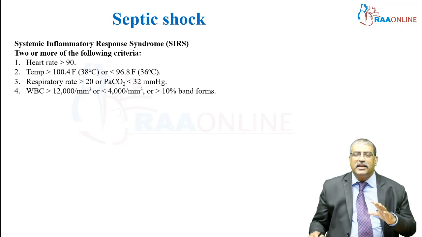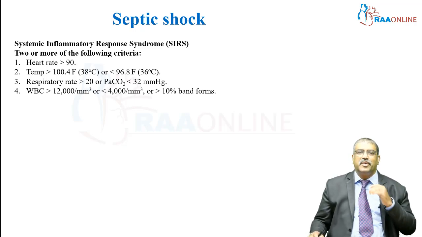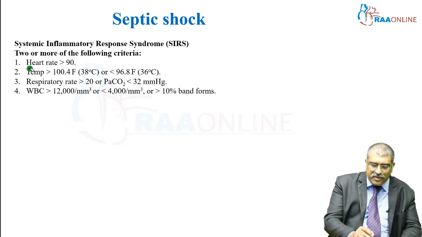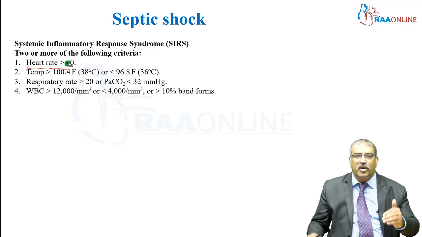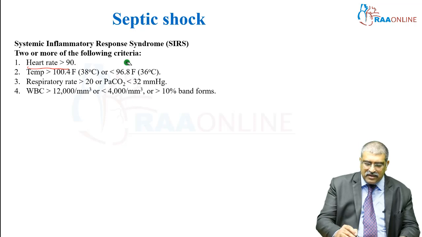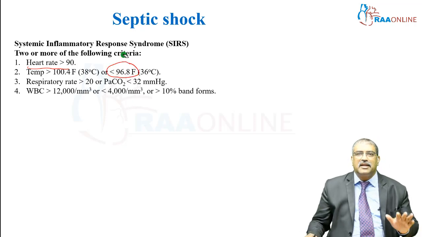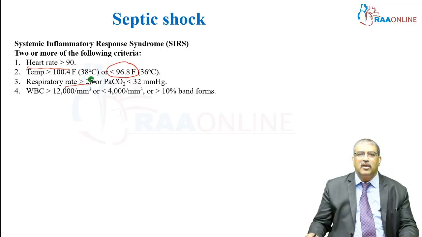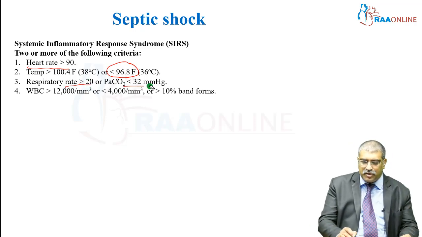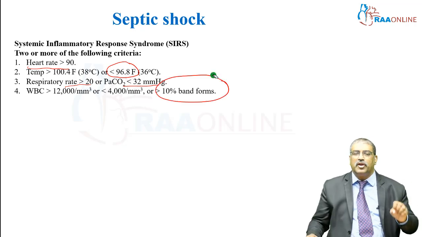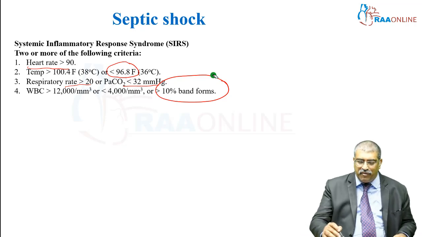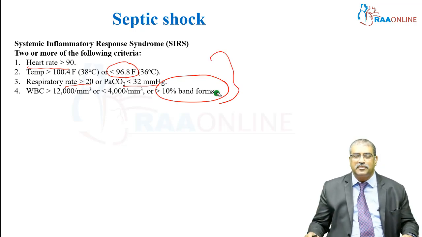Now coming to the criteria of septic shock. First, let us look at systemic inflammatory response syndrome. Your heart rate will be greater than 90 beats per minute. The temperature can be greater than 100.4 Fahrenheit or less than 96.8 Fahrenheit. The respiratory rate can be greater than 20 per minute or the PaCO2 is less than 32 millimeter of mercury. The WBC greater than 12,000 per cubic millimeter or less than 4,000 per cubic millimeter, or your band form is greater than 10%. If any 2 or more of these criteria are present, it is called systemic inflammatory response syndrome.